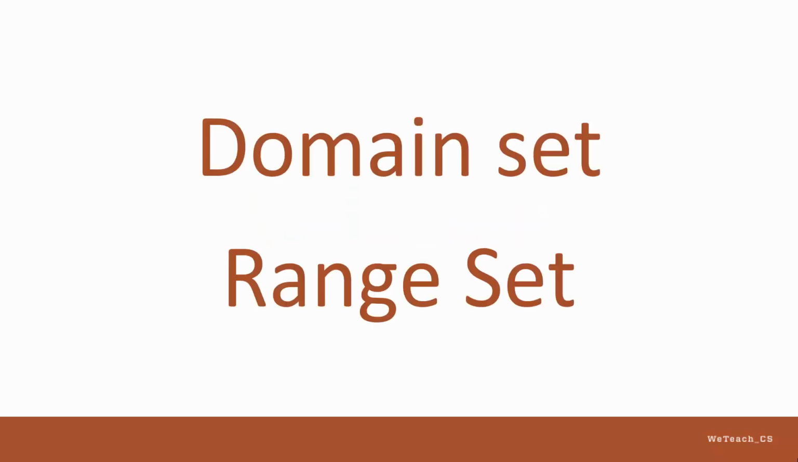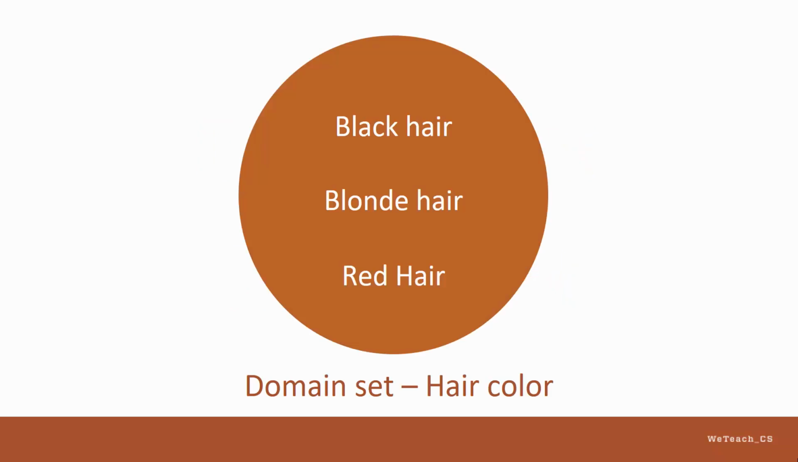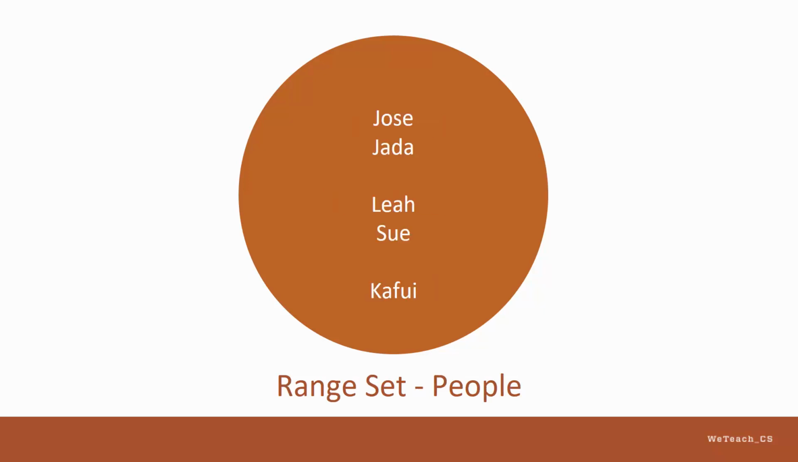Let us move on to relations. A relation is a correspondence between two sets called the domain set and the range set, such that to each element of the domain there is assigned one or more elements of the range set. Here in the domain set called hair color, we have the following members: black hair, blonde hair, and red hair. In the range set called people, we have the following members: Jose, Kafui, Leah, Sue, and Jada. Relationship mapping from domain set to range set is shown by the arrows as seen here.